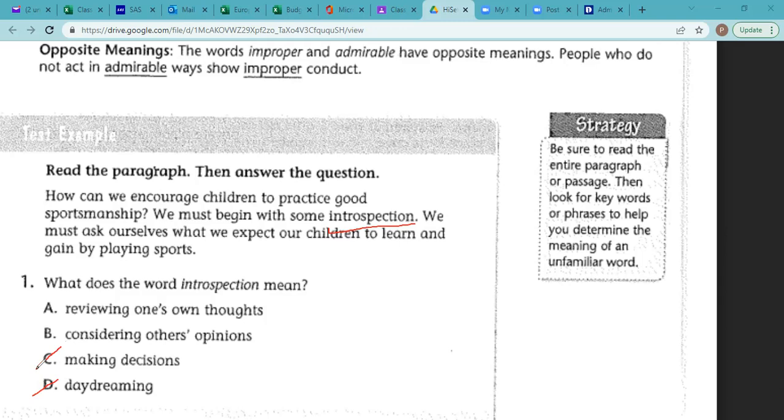All right, so take a moment and think about this introspection. And remember, I said sometimes in the next sentence, there could be some hints, maybe some words in there that might help you figure out what introspection means.